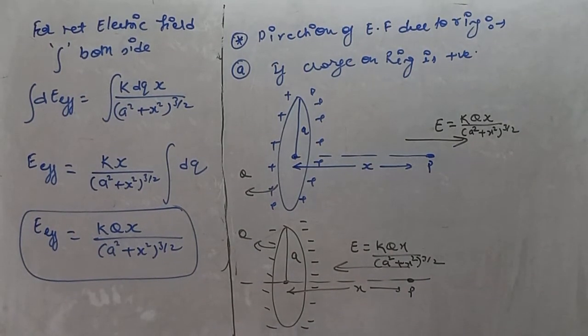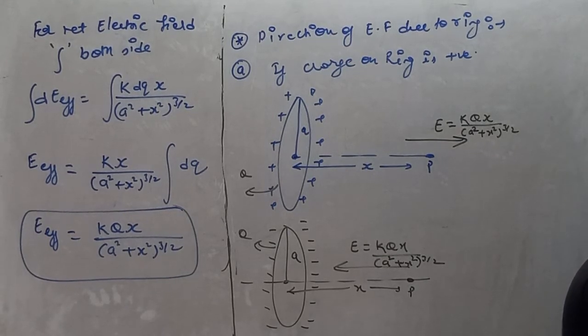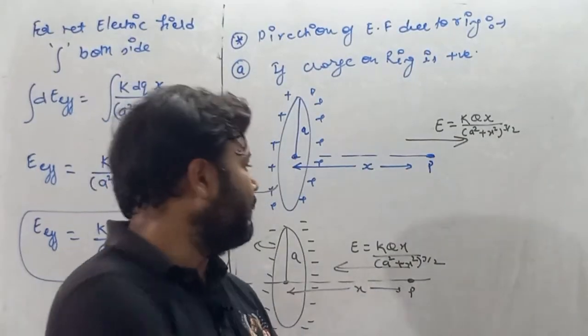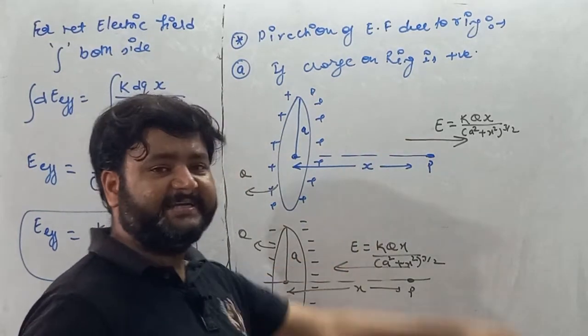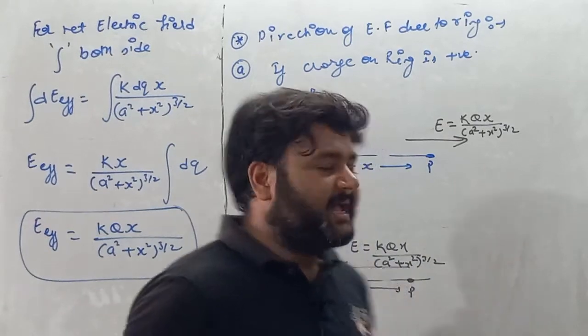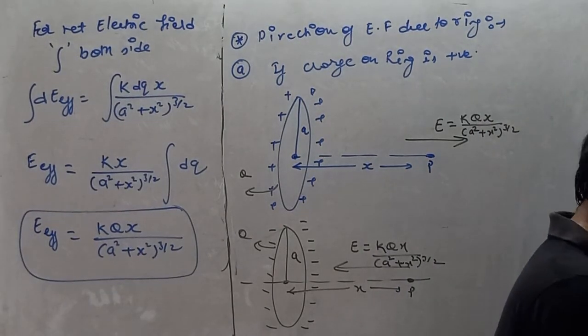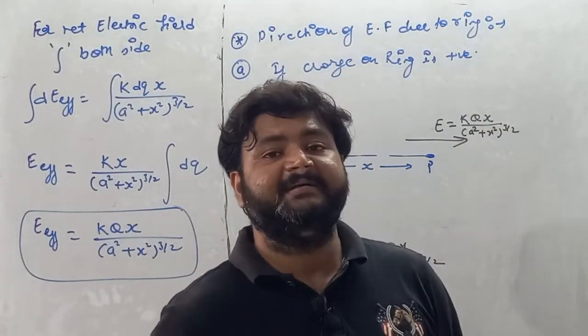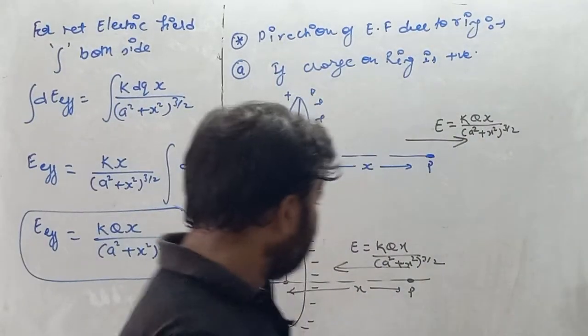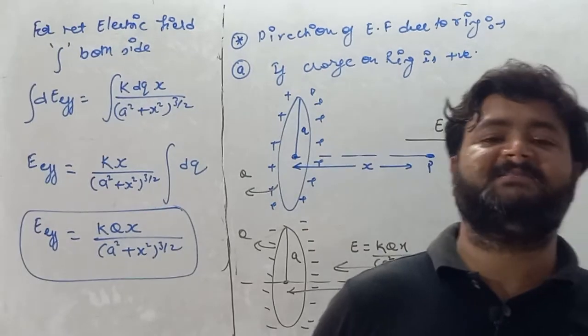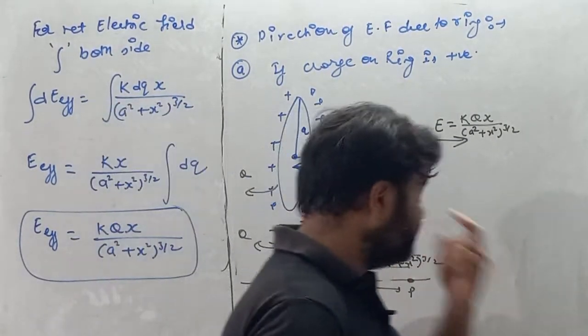So write down in form of a note: if the charge on the ring is positive, then the direction of the electric field on the axis of the ring is away from the center, and if the charge present on the ring is negative, then the direction of the electric field on the axis of the ring is towards the center of the ring.